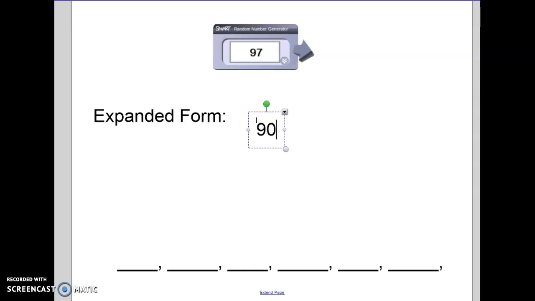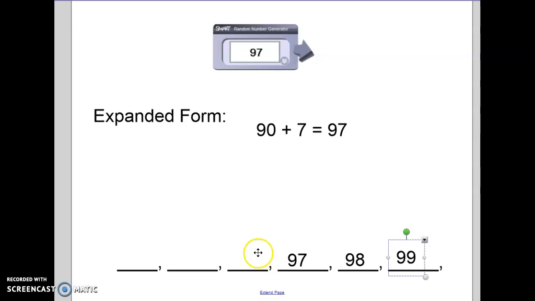Will you hear it? 90 plus 7 equals 97. I'm going to put 97 right here. 97, what comes after 97? 97, 98, 99. Let's go backwards now. 99, 98, 97, 96, 95, 94. Good work, good work.